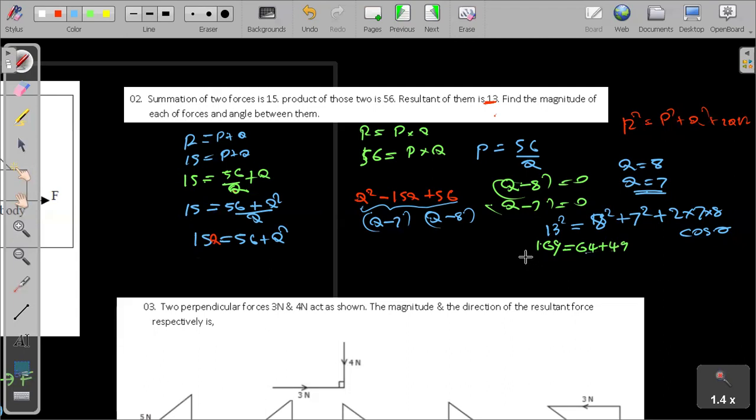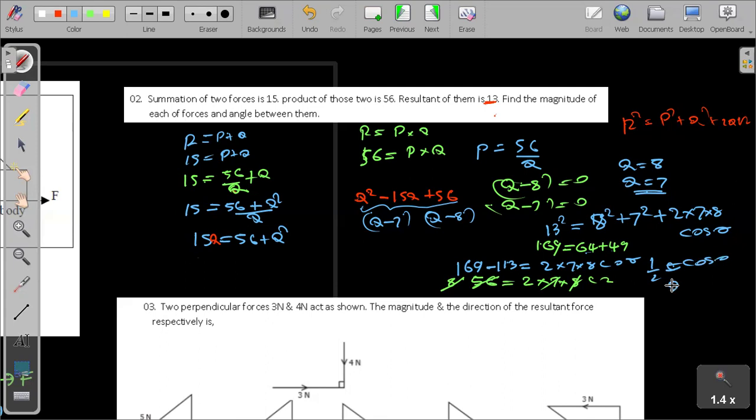What does it suggest? 64 plus 49 is 113, and 169 minus 113 equals 2 times 7 times 8 cos theta. It's going to be 56. 56 equals 2 times 7 times 8 cos theta. So 7 times 8, 8 and 8 cancel out. It's going to be half equals cos theta.